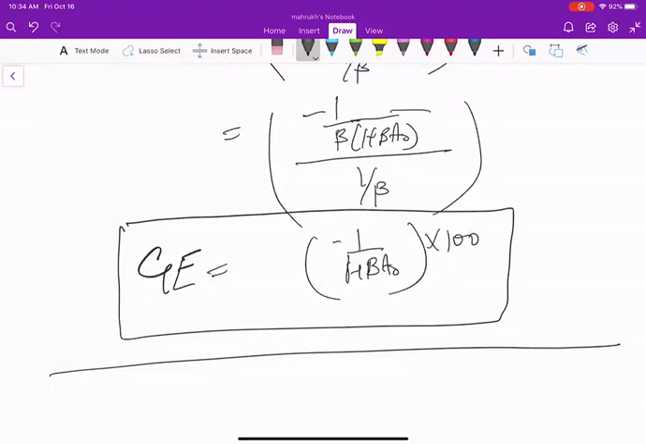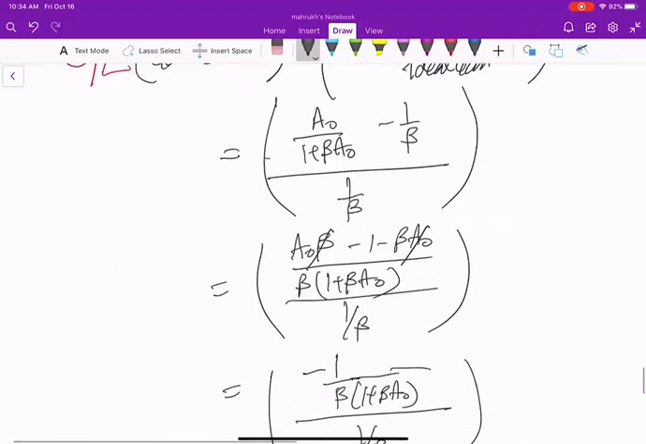Is there any chance you could scroll up a little bit? I missed that middle formula. Thank you. That's good.